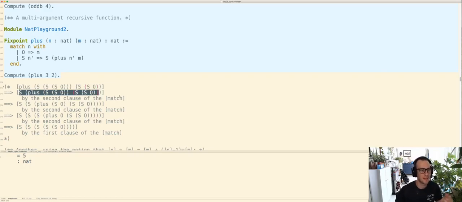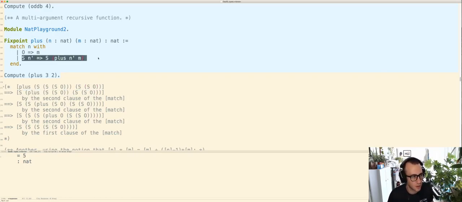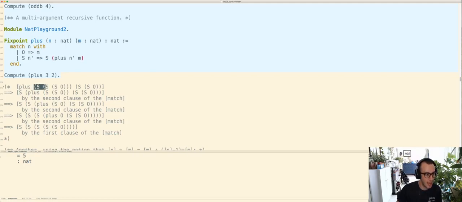And then we're just saying, oh, by the second clause of the match, we're going to be in this case over here, where this is our n, which means that this is our n prime. So we'll do s of plus, and then here's our n prime. And then you'll notice m actually stays the same the whole time. Okay, and then this derivation sort of goes through, showing how all this steps down, and then we get something with 5 successors, having moved the 3 successors here onto what was left of m.